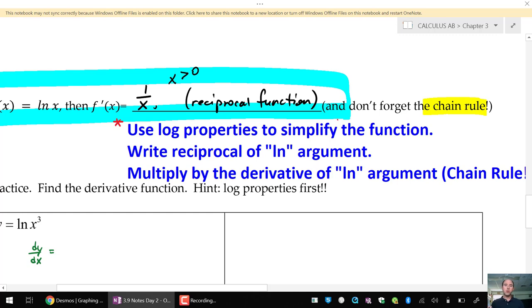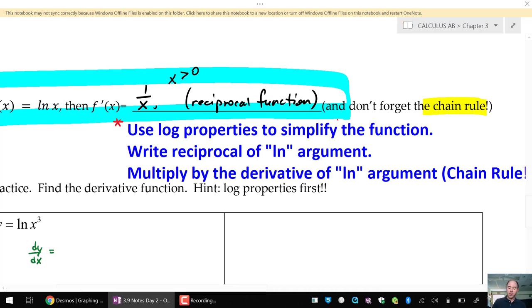Use algebra, algebra 2, pre-calculus laws and properties, mathematical laws and properties that will help us simplify the function before we dive into the calculus. And we may not be able to, but if you can, go ahead and try that. Step 2, write the reciprocal of the argument. And step 3 is the chain rule step. Multiply by the derivative of that argument.